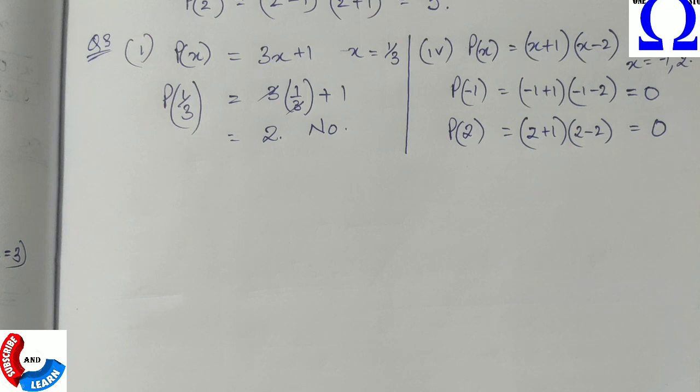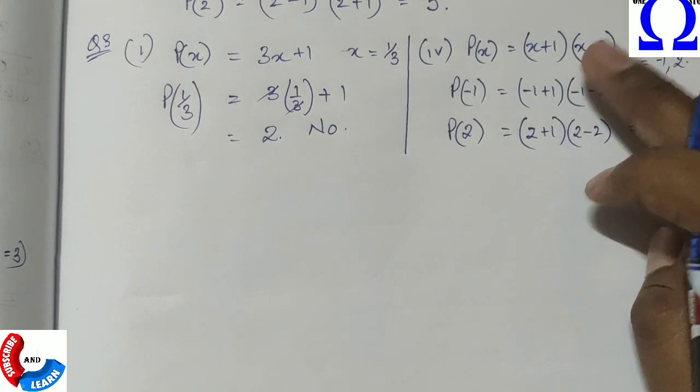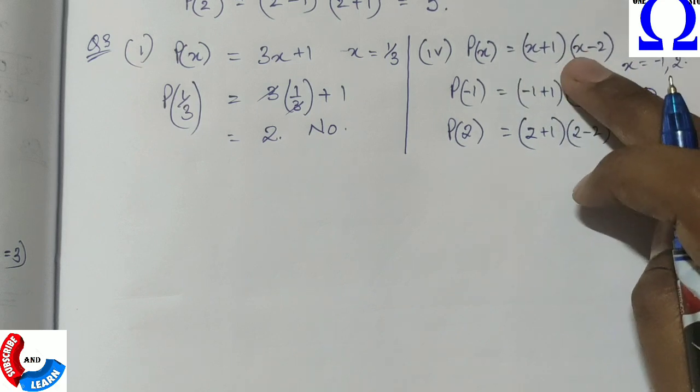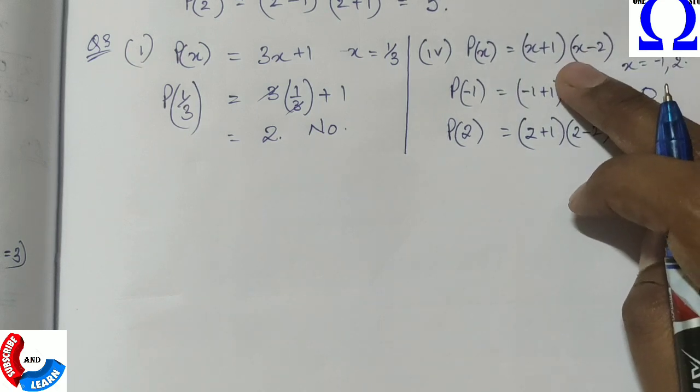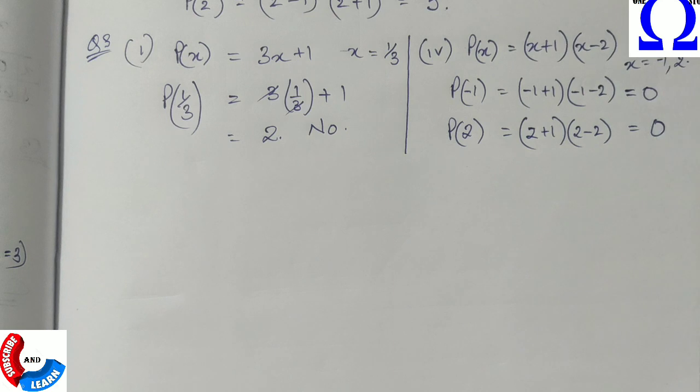0 of this polynomial. See here students, if the polynomial has degree 2, that means it will have 2 zeros. So the number of zeros depends on the degree. The degree will decide the number of zeros. You have to remember this one, okay? Since this polynomial has degree 2, because when you multiply you will get an x square, there are 2 zeros.